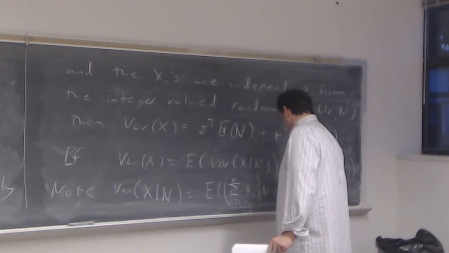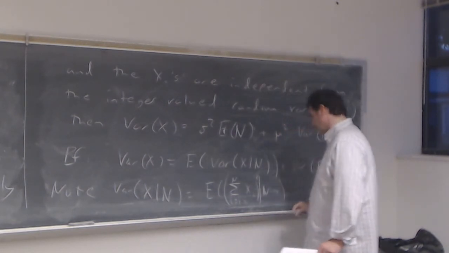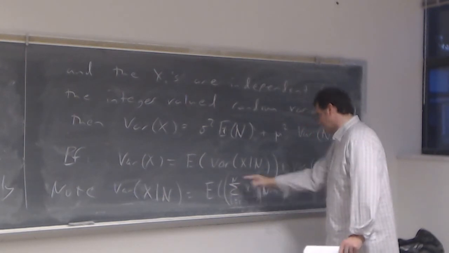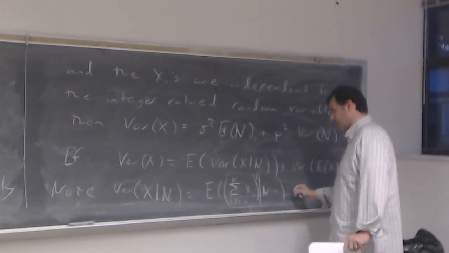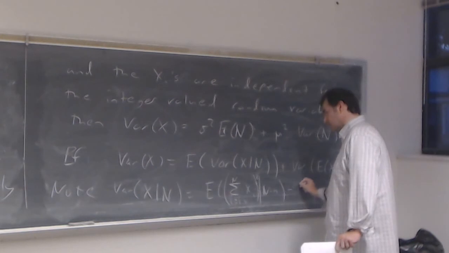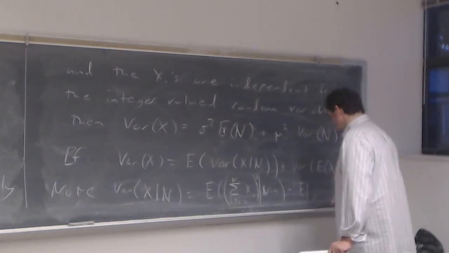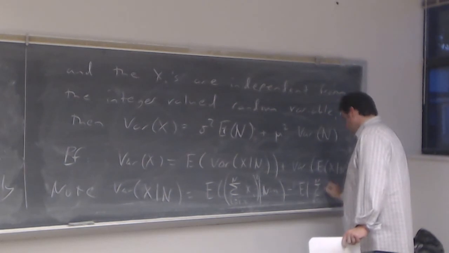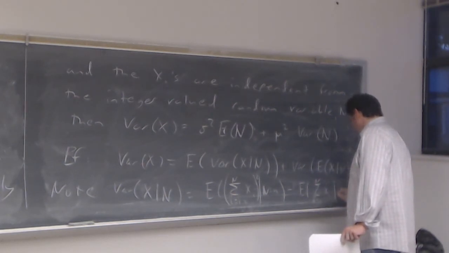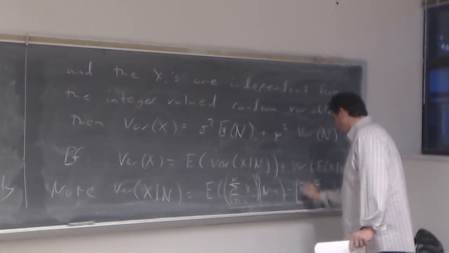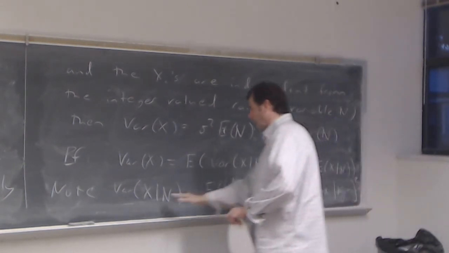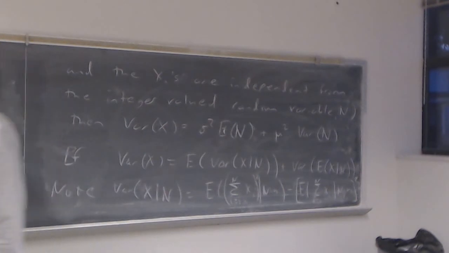Okay, that's what that is, that guy being squared. And then it is minus the expected value of this sum given N equal to n, that whole thing squared. That's by a fact involving conditional variance.